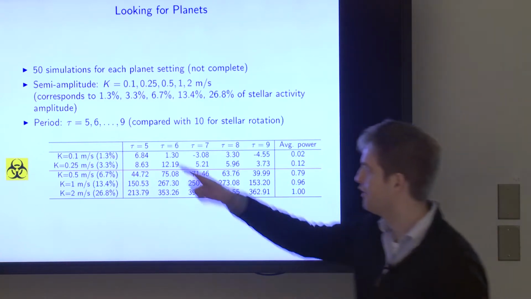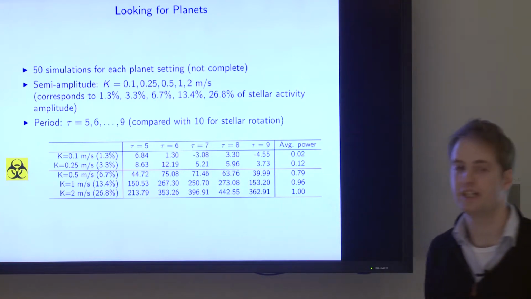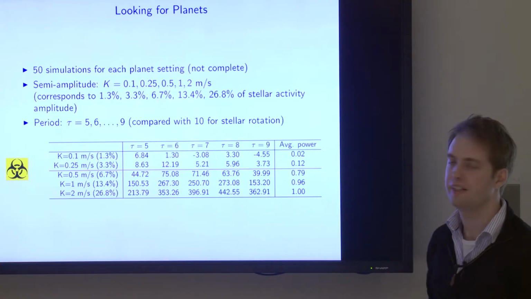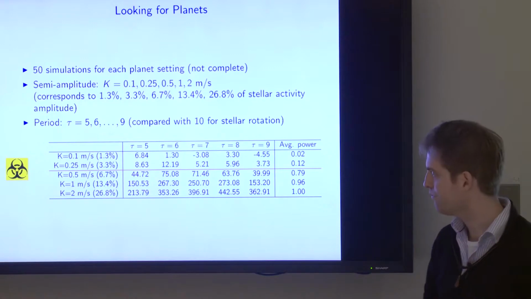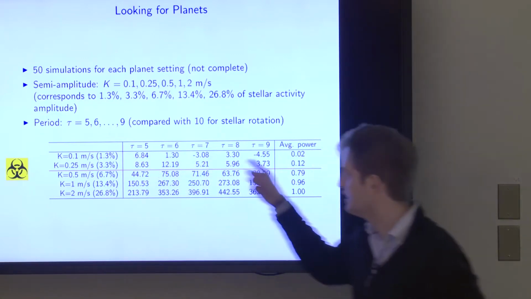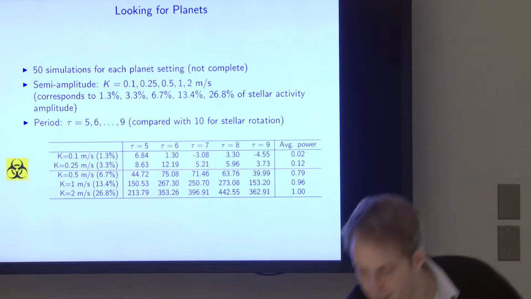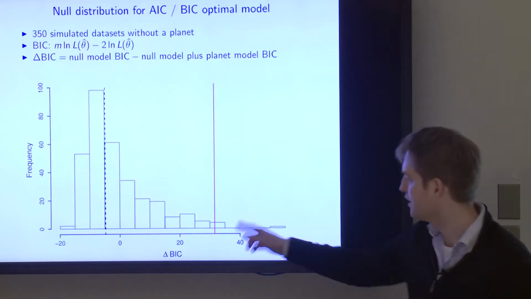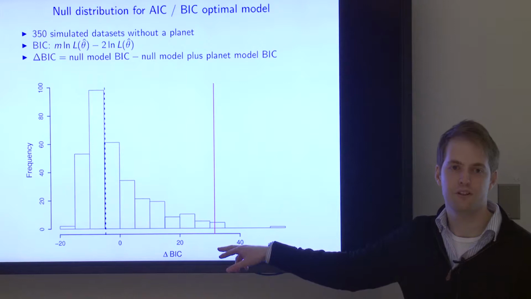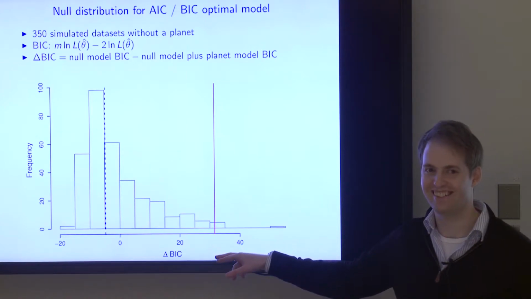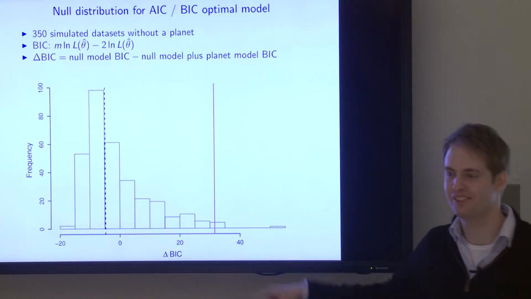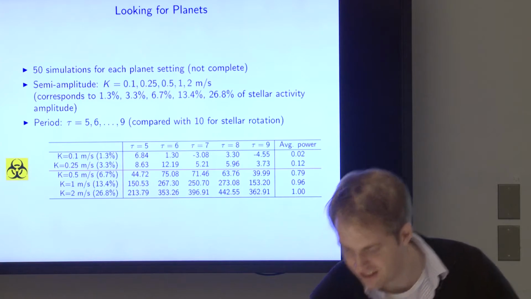And then the period ranged from 5 days to 9 days, and the stellar period was 10 days for comparison. So what this table shows is the median delta BIC value. If we look at the previous page, our cutoff is about 32. Delta BIC needs to be about 32 to reject the null.